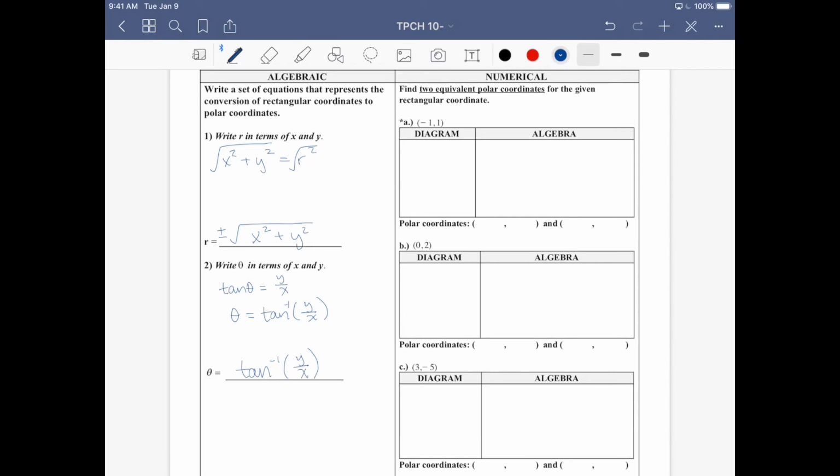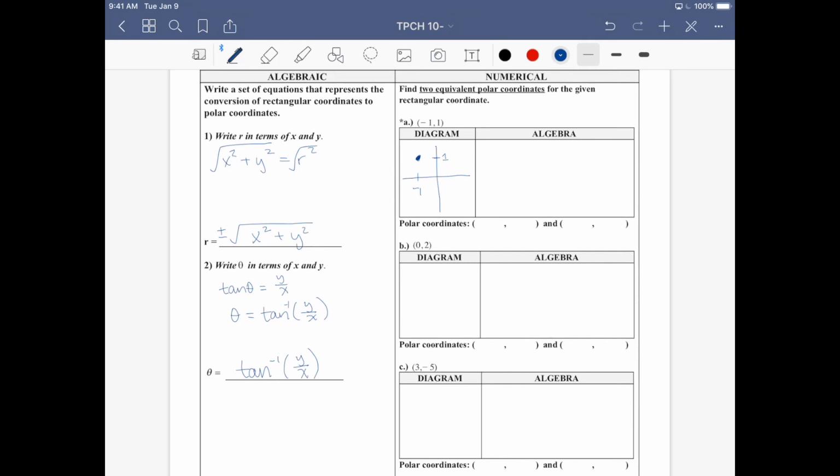Okay, so here's part A. It says find 2 equivalent polar coordinates for the given rectangular coordinate. So what we're going to do is we're going to have a positive radius and a negative radius version. So I'm going to draw a diagram just to figure out which quadrant I'm in. So -1, 1 is somewhere here. And so I'm in my second quadrant.